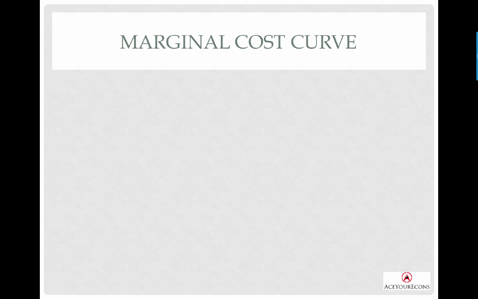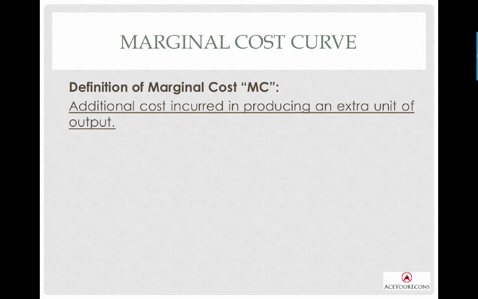Now, please put a star in this diagram. This is the most important curve that you need to know: your marginal cost. Your marginal cost is the additional cost incurred for producing an additional output. It simply tells you, for the last unit of output that you produce, what is the additional cost incurred? This is your marginal cost.